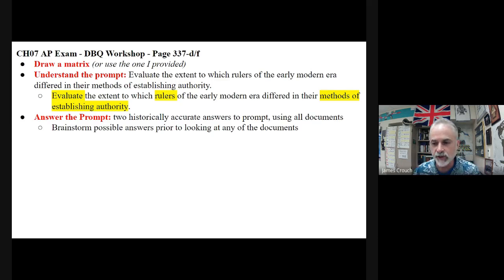Okay, so we've got some. That's the first thing you got to do, is just get your brain thinking. Okay, what are some possibilities that I can think of? And that's good. So we've got some pretty good ones laid down. So that's what we got to do first: answer the prompt using only one document at a time.